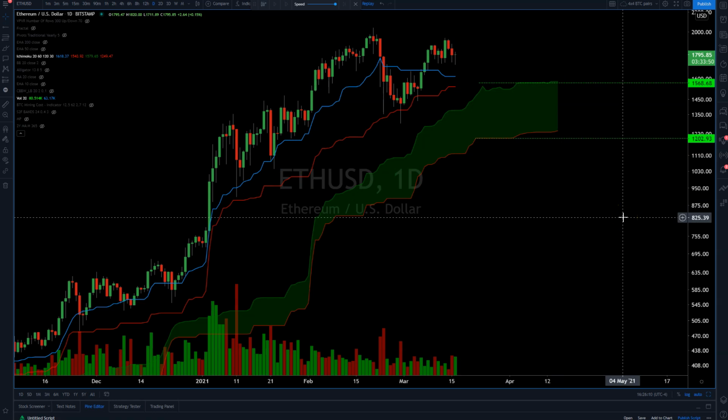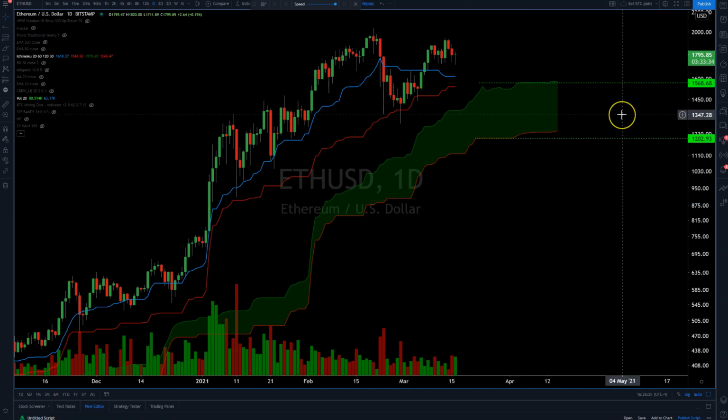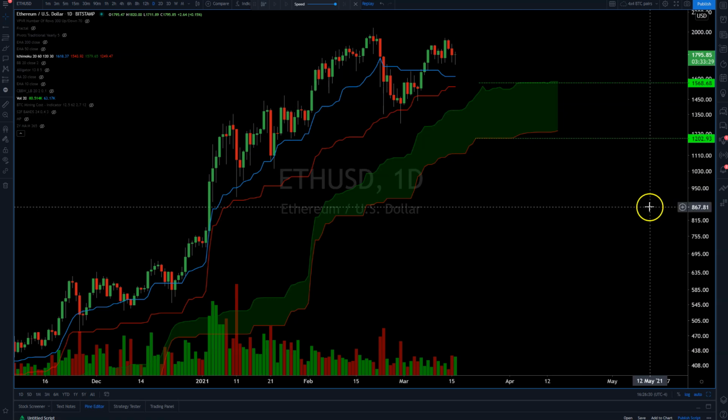So hopefully that helps. Hopefully the step-by-step examples show you when it's clean, when it's messy, when it doesn't make sense. But this setup here on ETH, which I'll continue to mention, is definitely one worth watching.